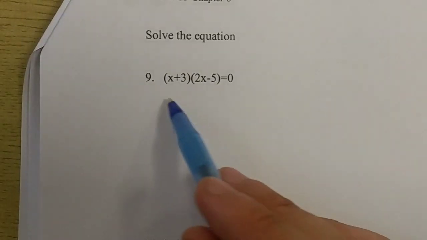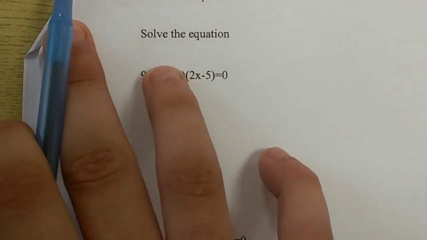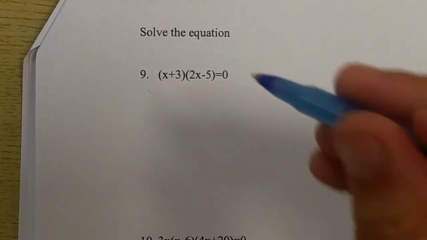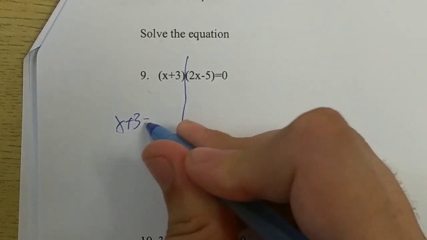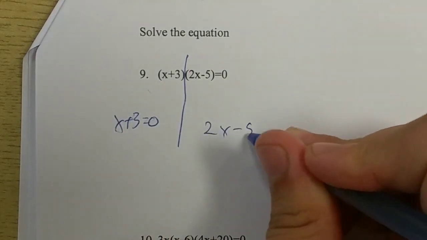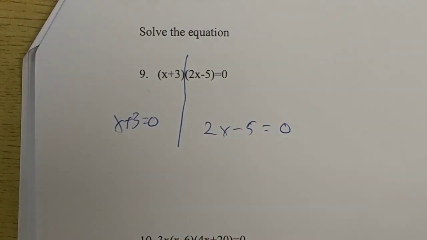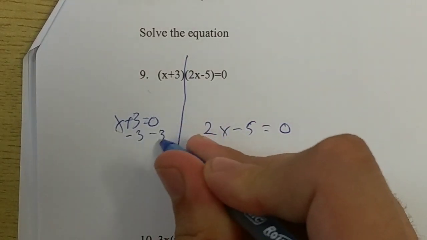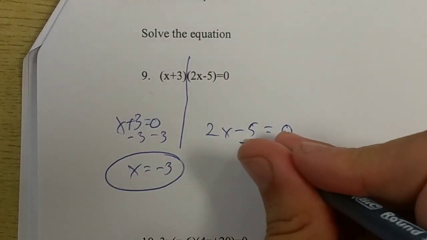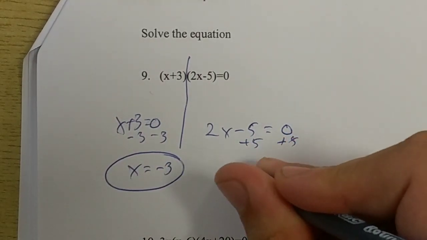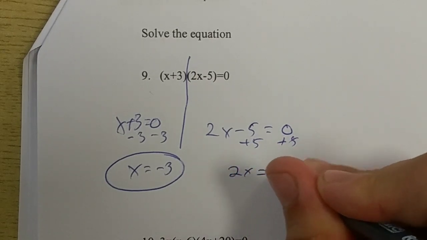Okay. Next one. Number 9. Solve the equation. So, to solve the equation when it's like this, all you do is split it in half and do x plus 3 equals 0 and 2x minus 5 equals 0. So I'm going to subtract 3, x equals negative 3. I'm going to do plus 5, so I have 2x equals 5.